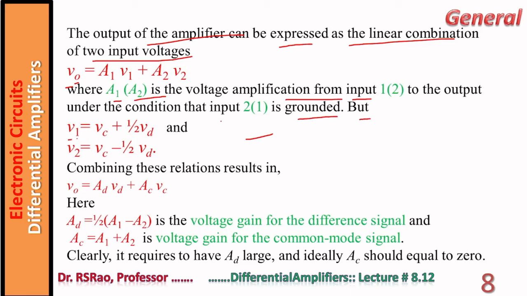But V1 is Vc plus half Vd and V2 is Vc minus half Vd. Combining these relations results in V0 equal to Ad Vd plus Ac Vc. Here, Ad is half of (A1 minus A2). It is the voltage gain for the difference signal, and Ac, A1 plus A2, is the voltage gain for the common mode signal. Clearly, it requires Ad to be large, and Ac ideally should be equal to 0.